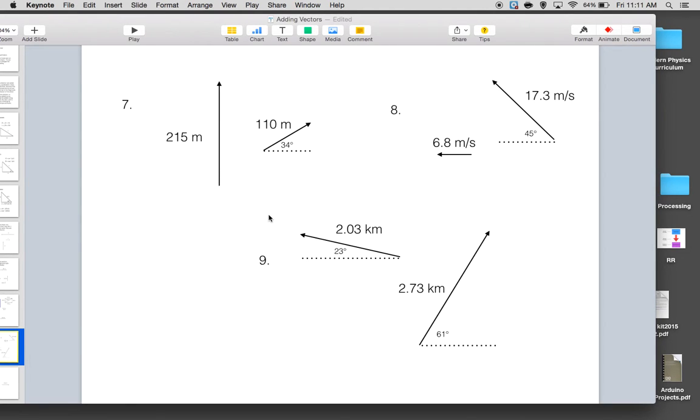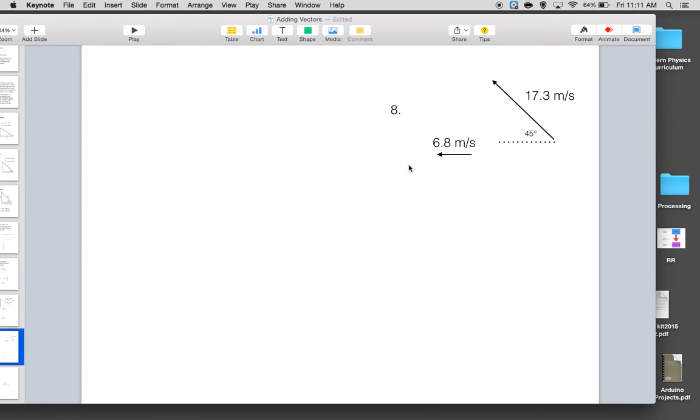Now we're looking at some vectors that are not parallel and not perpendicular. So let's use a little bit of trigonometry to make them perpendicular or make them parallel. Let's clear out some of this so we can focus on a single problem. Let's look at problem number 8. We have a 17.3 magnitude vector pointing at 45 degrees with respect to the x-axis, and we would be in the second quadrant here, right?